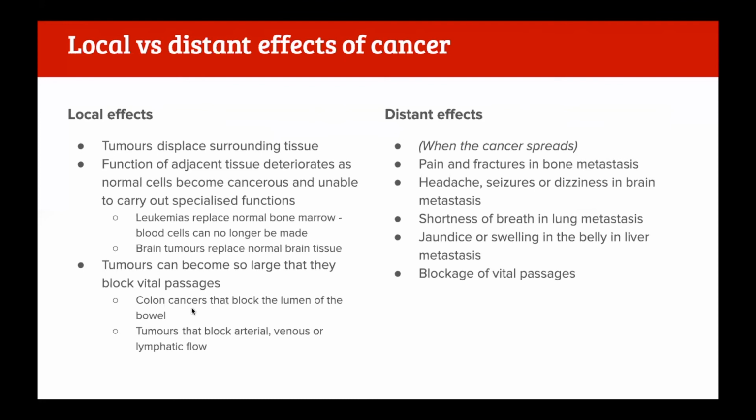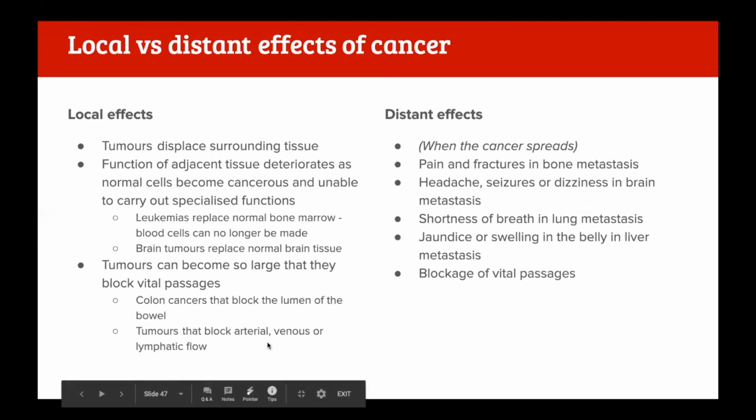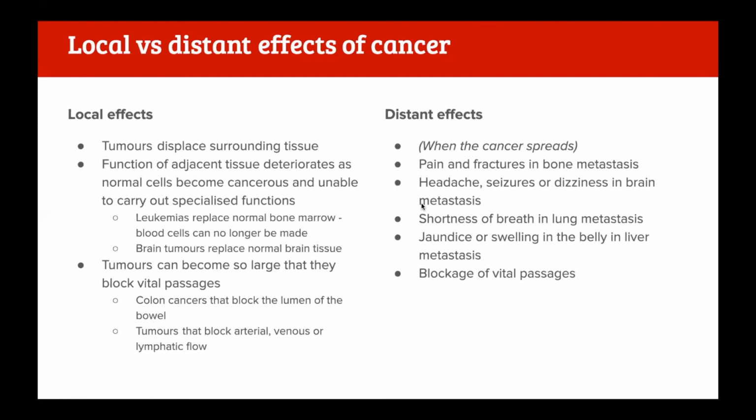So local colon tumours can block the lumen of the bowel, and tumours can also block arterial, venous, or lymphatic flow. Now, your distant effects are just anything that can occur when the cancer spreads. So, for example, if the cancer spreads to the bones, you can have pain and fractures. If it spreads to the brain, you can have headaches, seizures, or dizziness. If it spreads to the lungs, you can have shortness of breath. If it spreads to the liver, you can have jaundice or swelling in the belly. And again, it can also block vital passages.